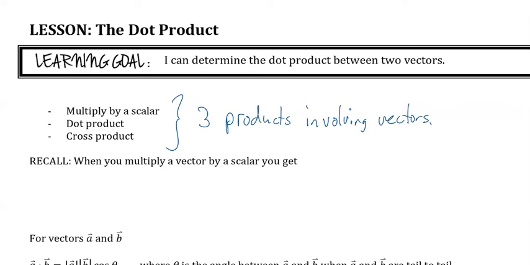So who can tell me, when you multiply a vector by a scalar, we've already seen this scalar multiplication, what's the outcome? A vector. Okay? So that's important to know. So we've talked about multiplying by a scalar. Today we talk about the dot product. Next week on Tuesday we'll talk about the cross product.